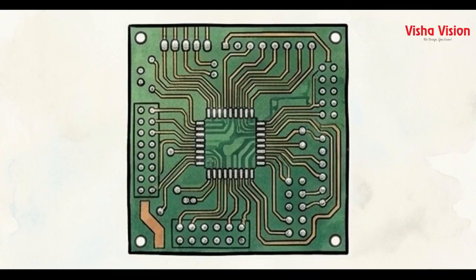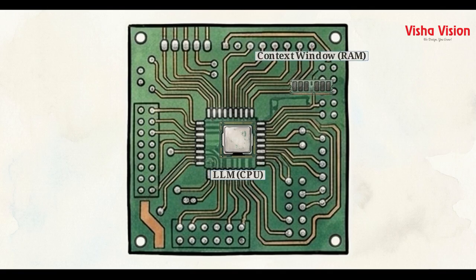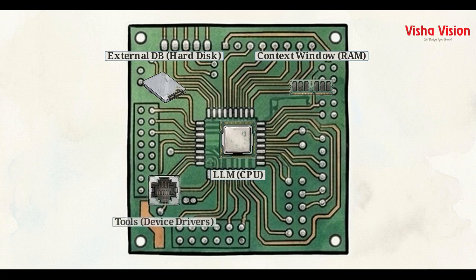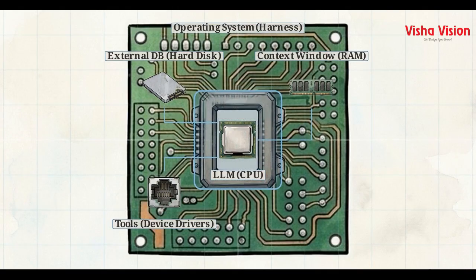To understand this architecture, we map agent components directly onto a motherboard. The raw LLM is the CPU, processing instructions but lacking memory. The context window acts as RAM, providing fast, limited storage for immediate tasks. External databases function as the hard disk, while tool integrations act as device drivers, connecting the system to outside applications. The harness itself is the operating system. Just as an OS manages resources, the harness dictates exactly what data the CPU sees and the timing of those inputs. It is the primary bottleneck or accelerator for system performance.